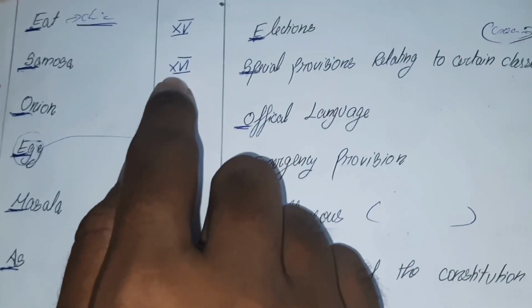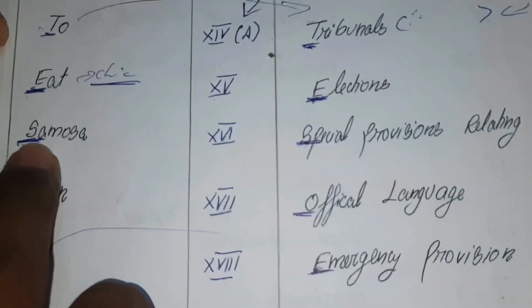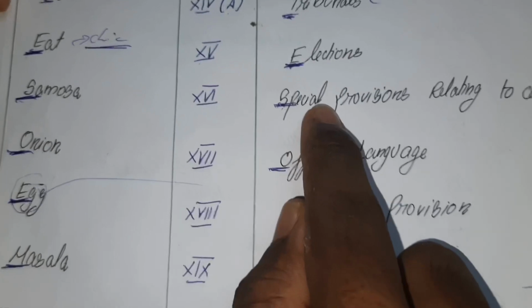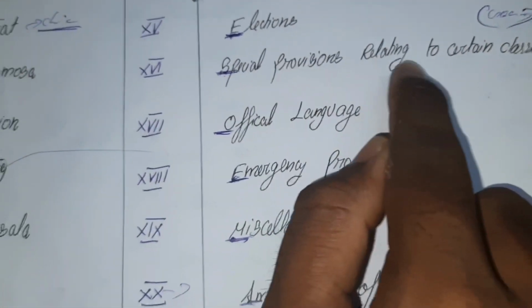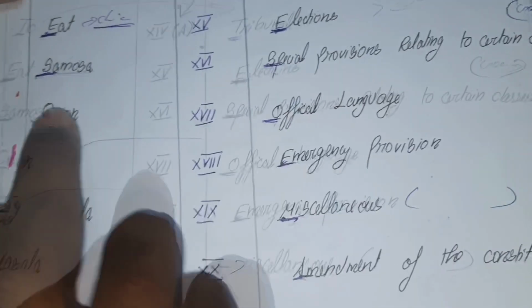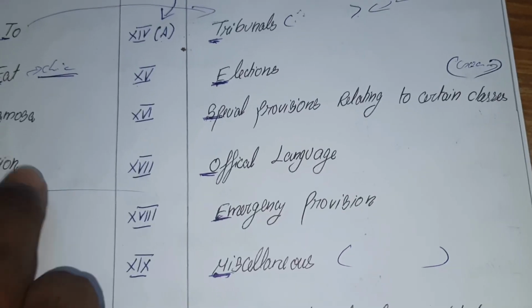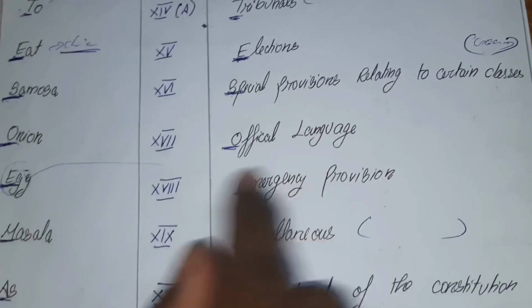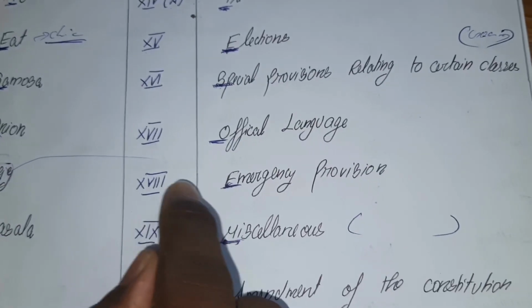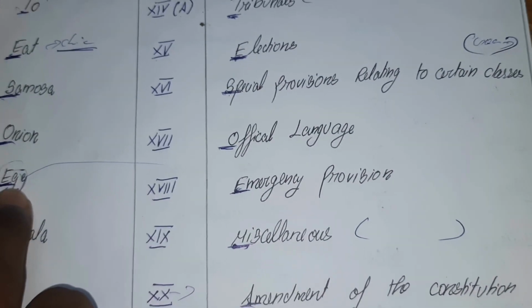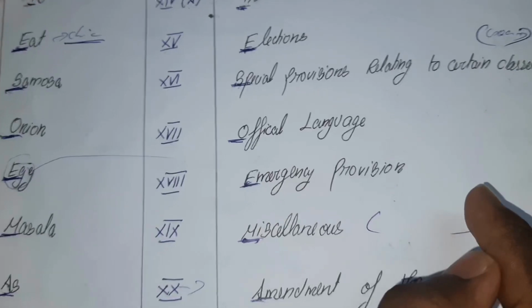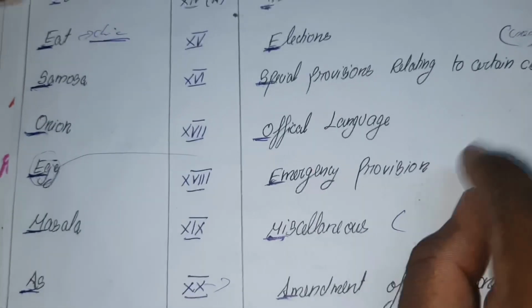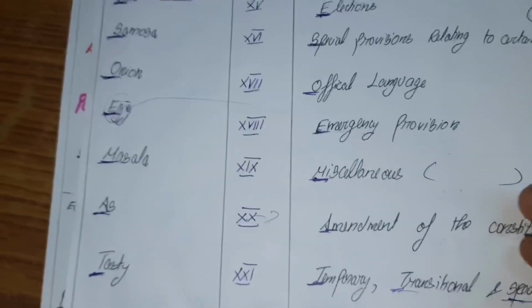When we go to the 16th part, which is "samosa", the first letter S denotes special provisions relating to certain classes. When we go to the 17th part, "onion", the first letter O denotes official language. When we go to the 18th part, "egg", the first letter E denotes emergency provisions. There is also a funny way to remember this emergency.